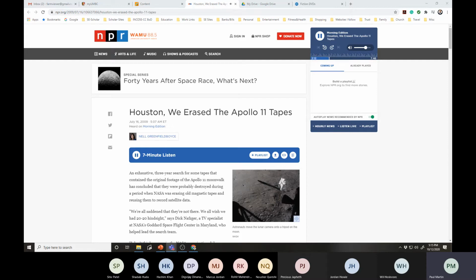LeBar and other searchers spent hours and hours in a vast government storage facility known as the Washington National Records Center, something that sounds like the giant warehouse at the end of the movie Raiders of the Lost Ark. Stacked with racks of documents, tapes, all kinds of things from NASA and other agencies. Dick Nafzger is a TV specialist at NASA's Goddard Space Flight Center in Maryland.